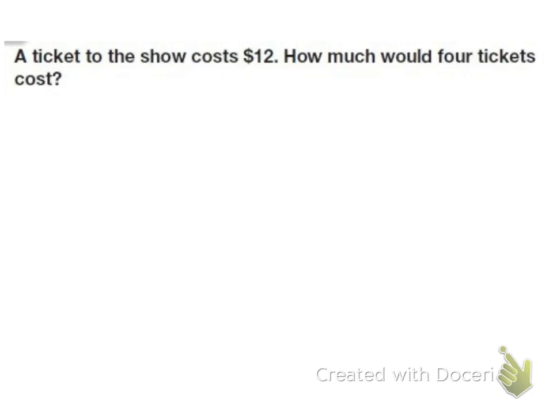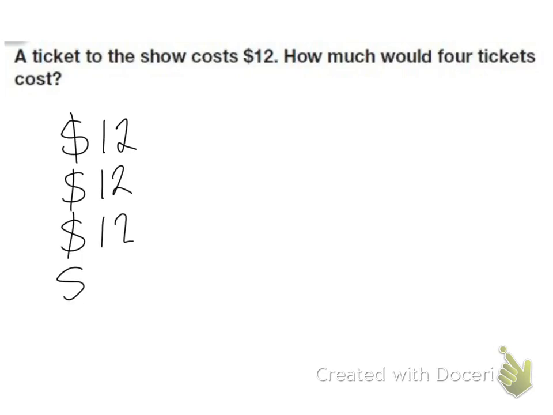So here I have a problem. A ticket to the show costs $12. How much would 4 tickets cost? So I can find this by either adding or by multiplying. So if I add, I would do 12 plus 12 plus 12 plus 12.